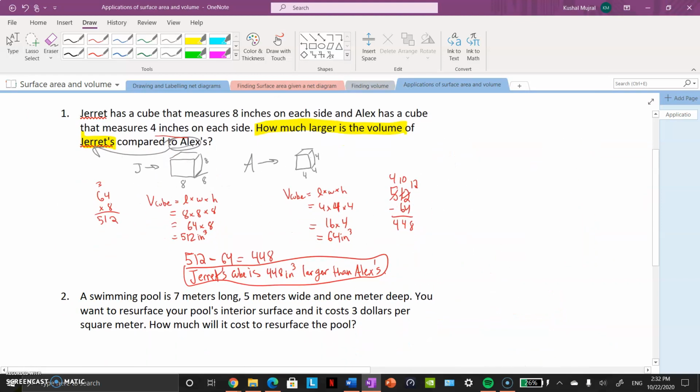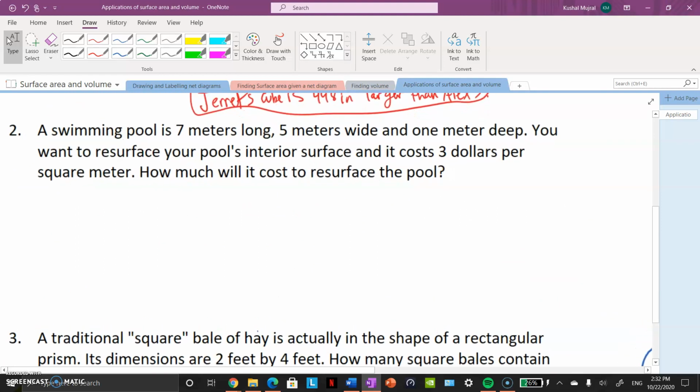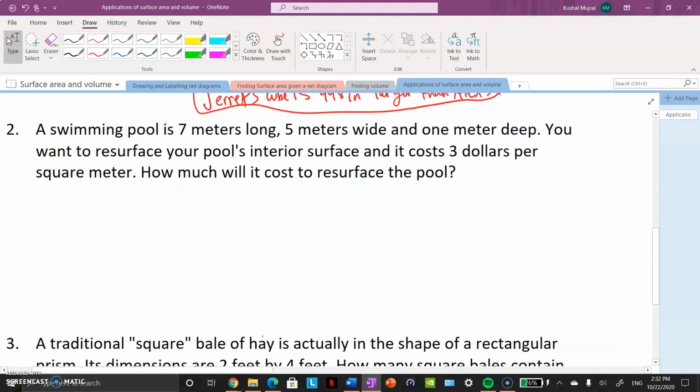Perfect. Let's take a look at the next question. A swimming pool is 7 meters long, 5 meters wide, and 1 meter deep. Okay, so we're going to draw a swimming pool. Okay, and it is 7 meters long, 5 meters wide, and 1 meter deep. So that's 1 meter deep. Okay, I'm going to write the 5 here.